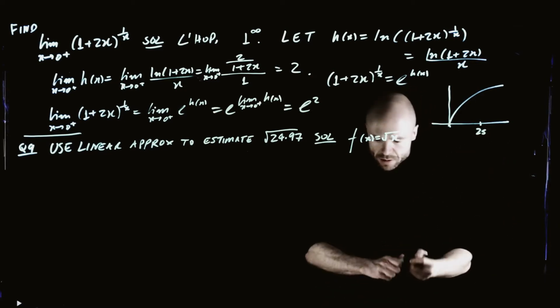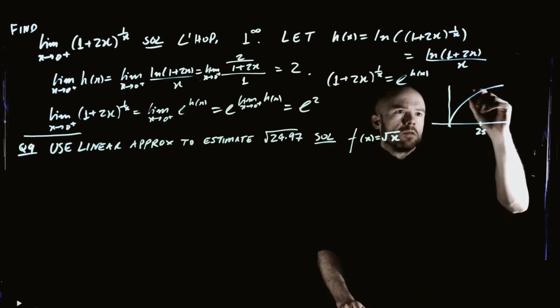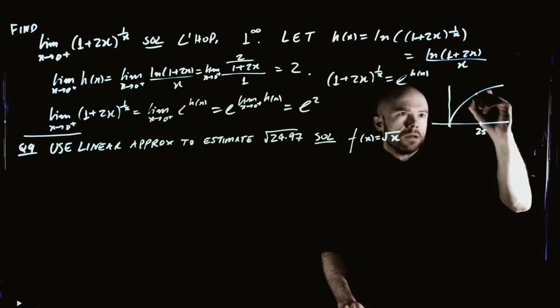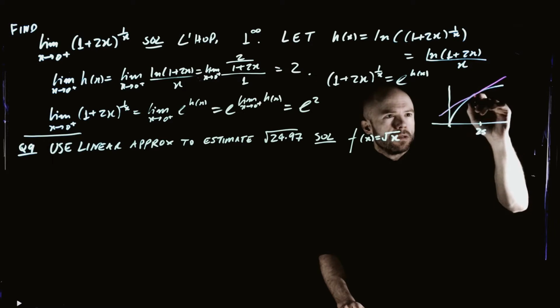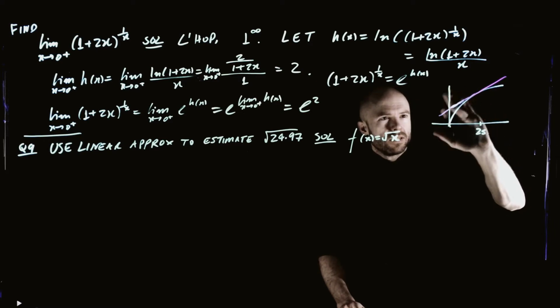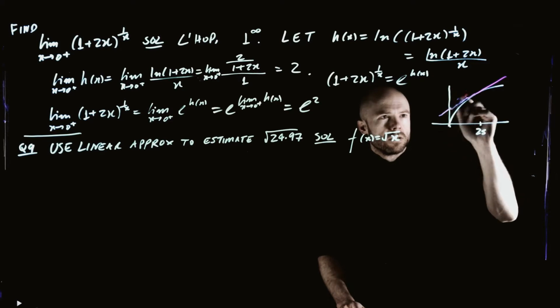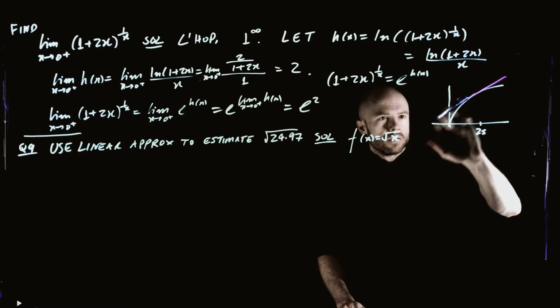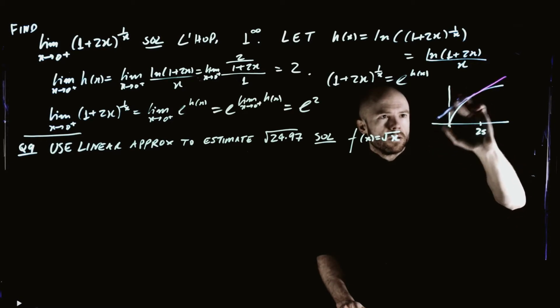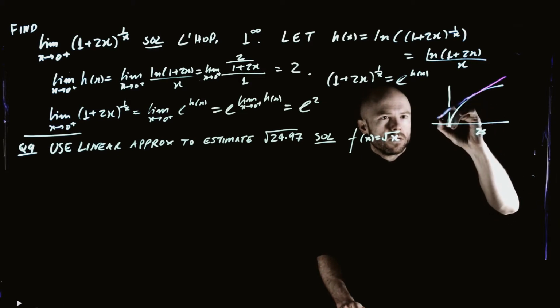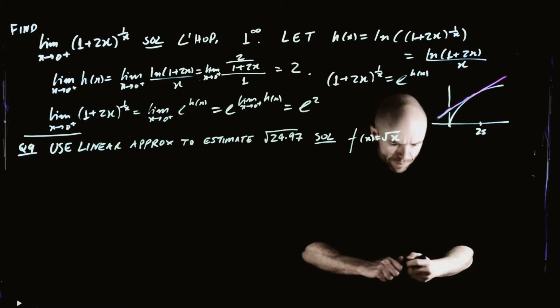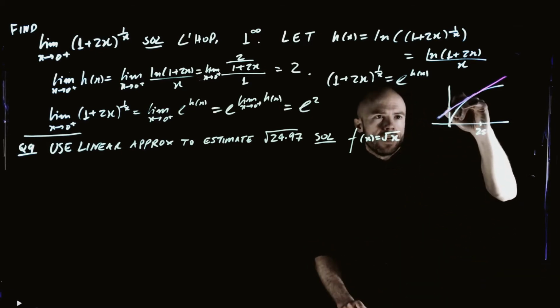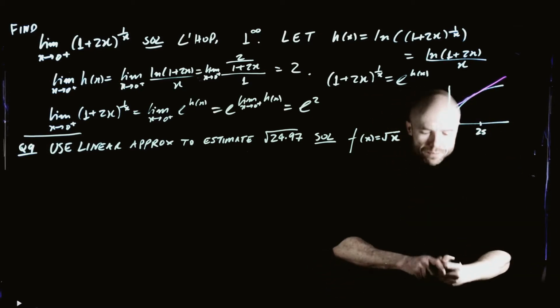And if we take the tangent line to the square root function at 25, a very straight tangent line, let me do that again. Somewhat better. So we take the tangent line to the function at 25.